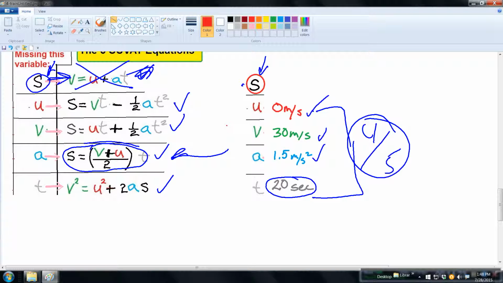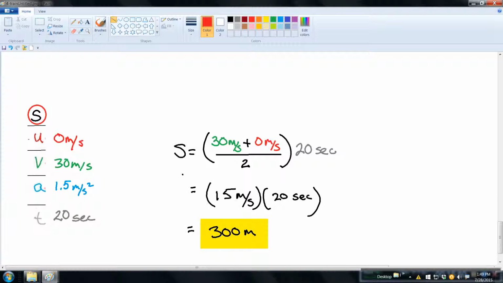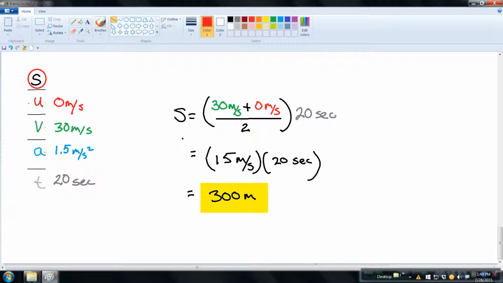So we're going to use this here to solve for S. So we'll just go down here and use that equation. And we've got final velocity plus initial velocity divided by 2, which is nothing but the average velocity times time. And we've got all that information, so it's just 15 meters per second times 20 seconds. Seconds cancel out, and we find that the choo-choo train displaced 300 meters.